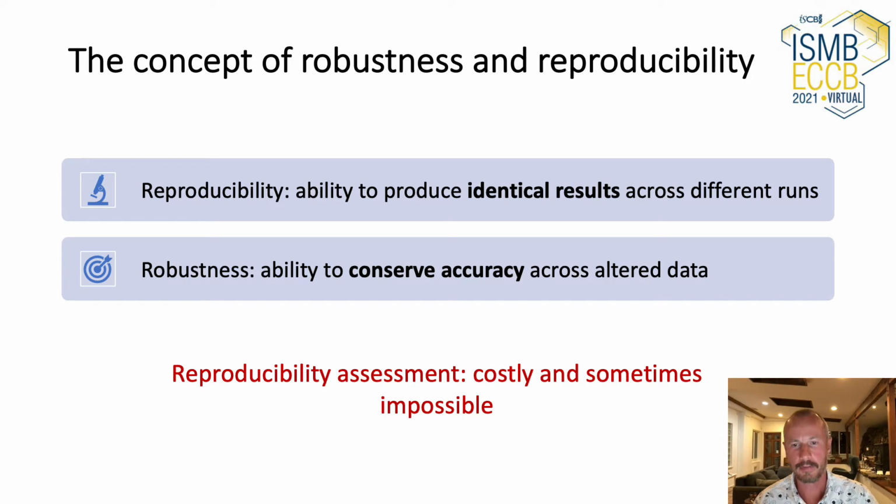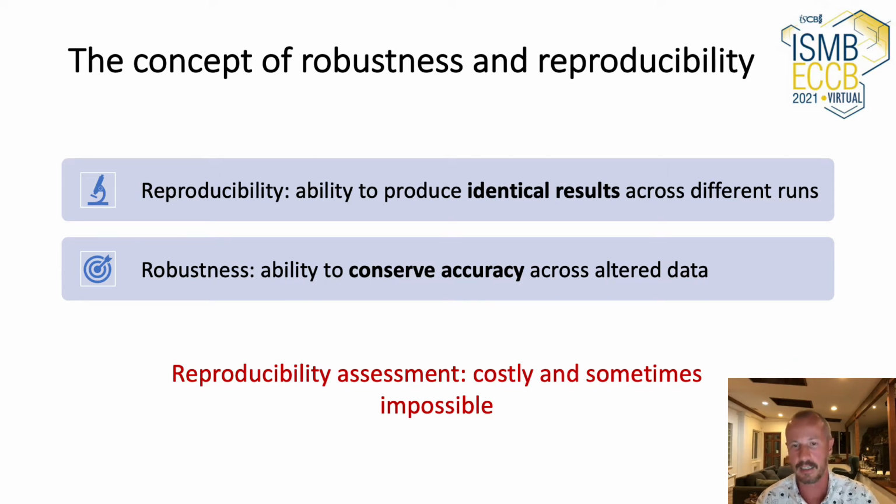Okay, great. So a couple of definitions before we move on. First, reproducibility. By reproducibility, we mean the ability to produce identical results across different runs, and the runs can be done across different laboratories. For example, you would take a sample and sequence it in California, in Los Angeles, and New York, and you want to get the same results. By robustness, we mean conserving the accuracy of the bioinformatics tools across the altered data, which is a result of different runs.